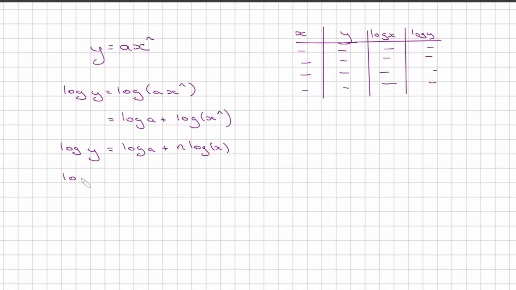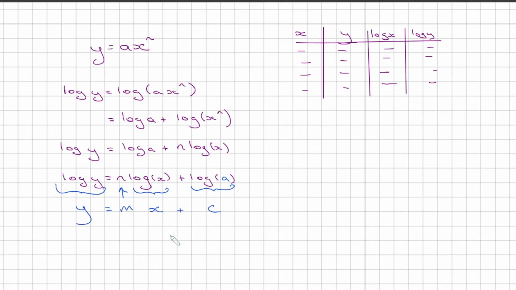If I just rearrange that left-hand side, log y is just a variable, like y is just a variable. Log x is just a variable, like x is just a variable. n is a constant. Sorry, I knew I'd written that wrong. That's not log x, it's log a. And log a is just a constant like c. So we've actually put this into the form y equals mx plus c.